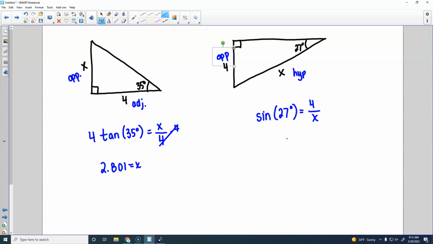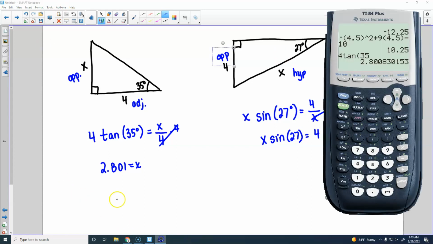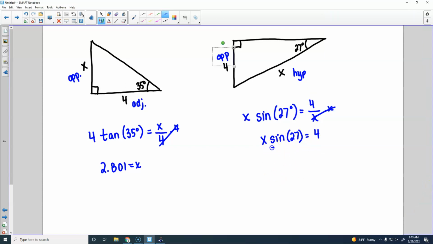But we can't solve for x while it's in the denominator, so we're going to multiply both sides by x. So we've got x times sine of 27 equals 4. What we have to remember here is sine of 27 is just a number. Right? If you type it into your calculator, sine of 27 is this number right here. So you could change it to a decimal here. I'm just going to divide both sides by sine 27.